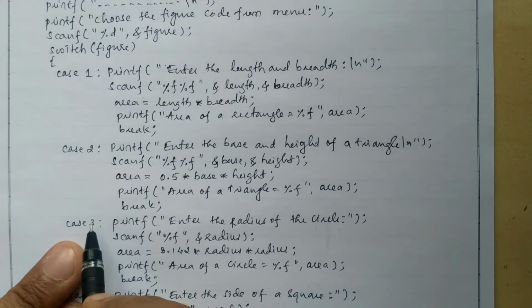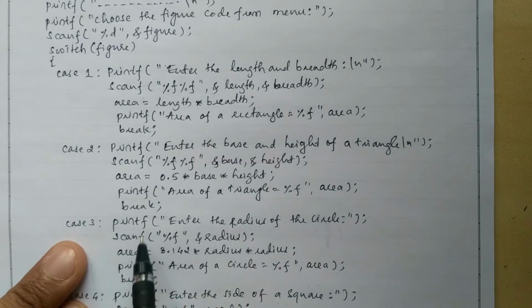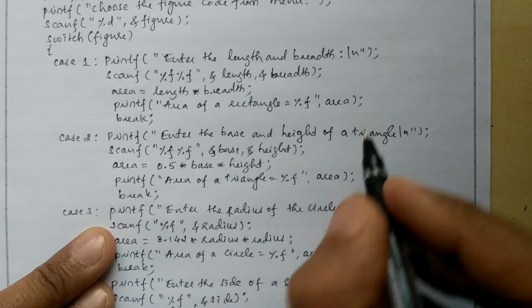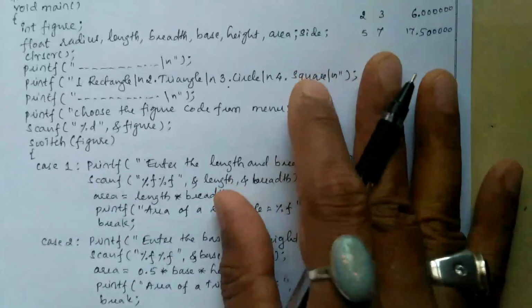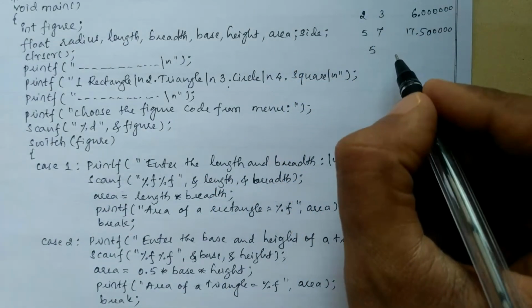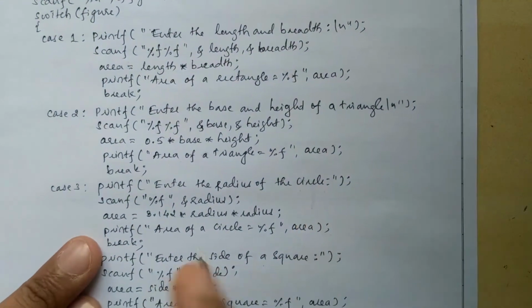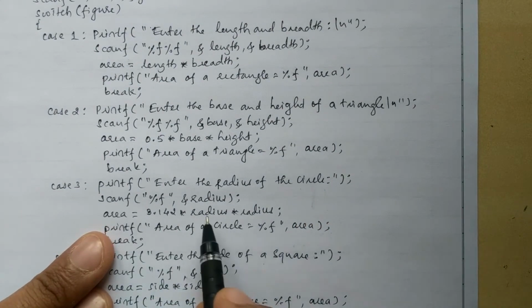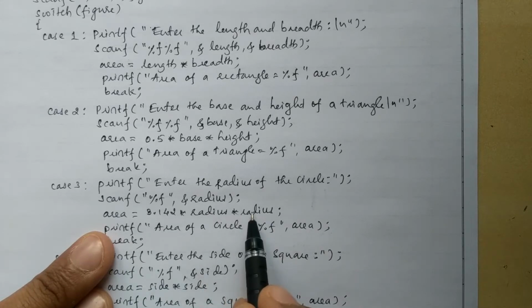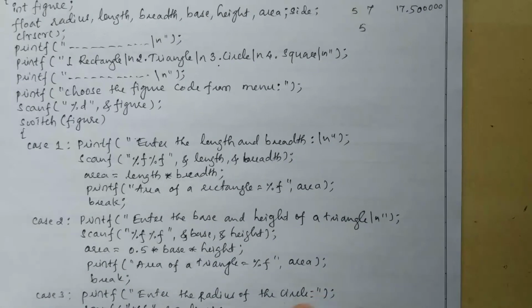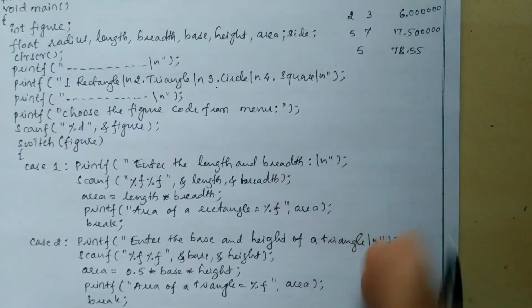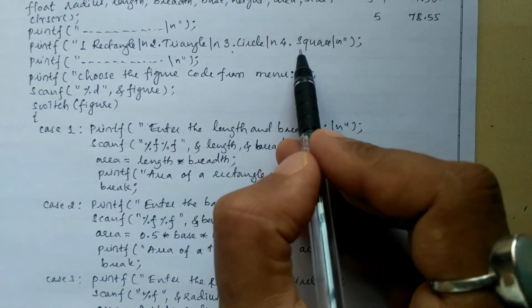Okay. So if the user presses 3, then we are going to calculate the area of the circle. So here the switch case label matches with 3. So it is going to print enter the radius of the circle. For example, if I enter 5 for the value radius 5, then it is going to calculate 3.142 into radius. So here 5 5s are 25, 25 into 3.142 gives us 78.55.